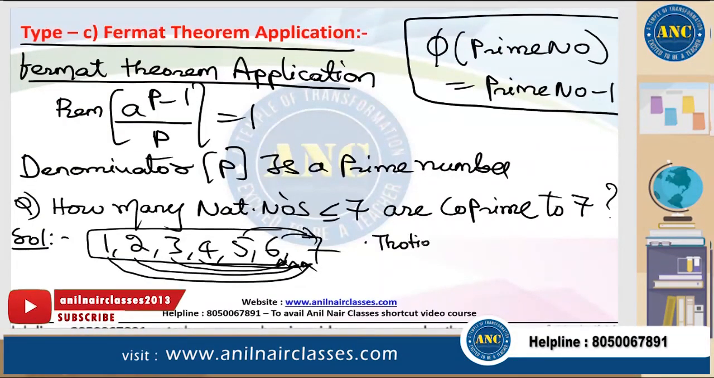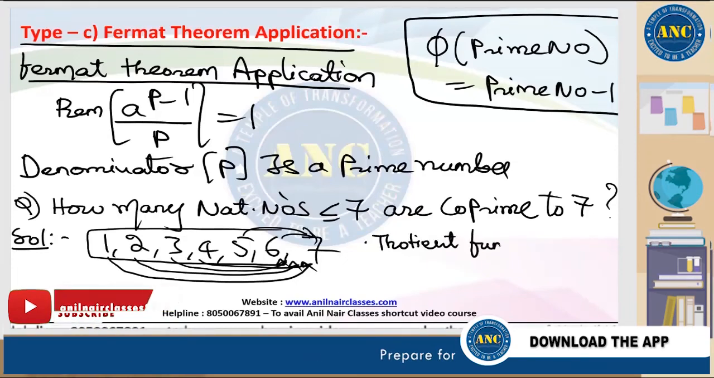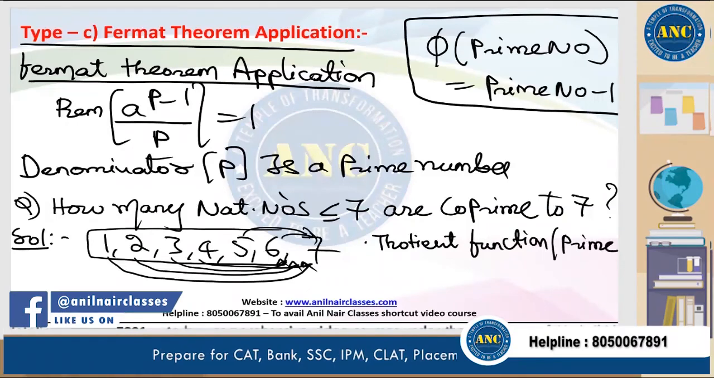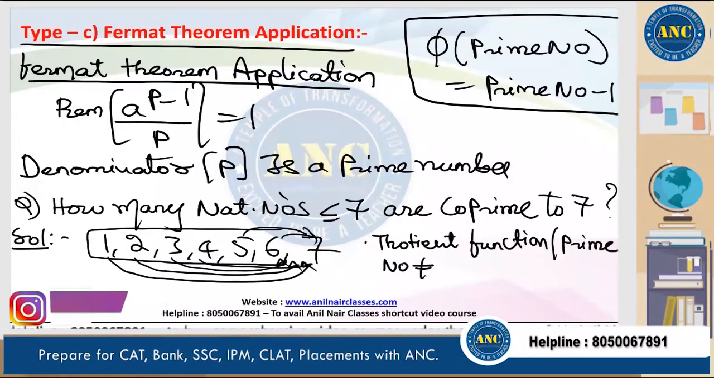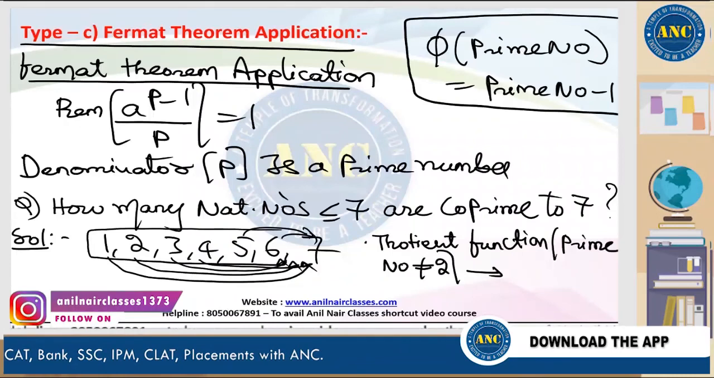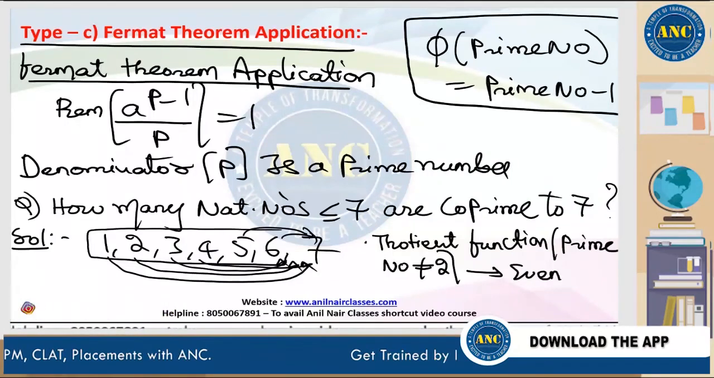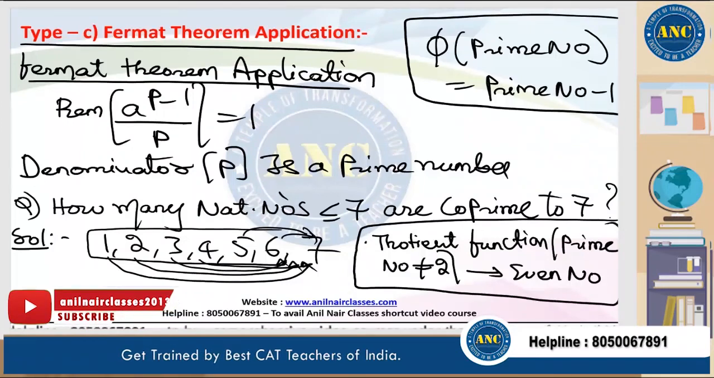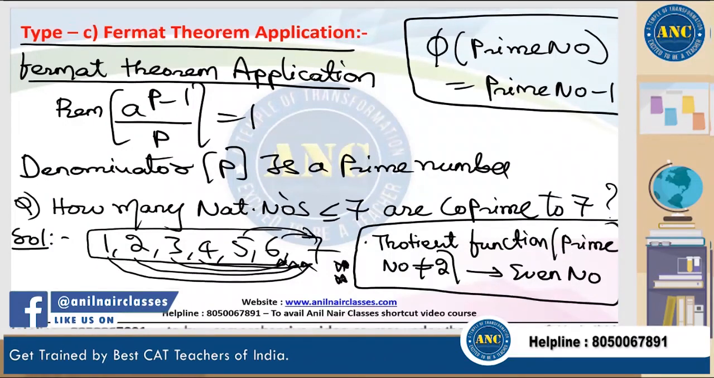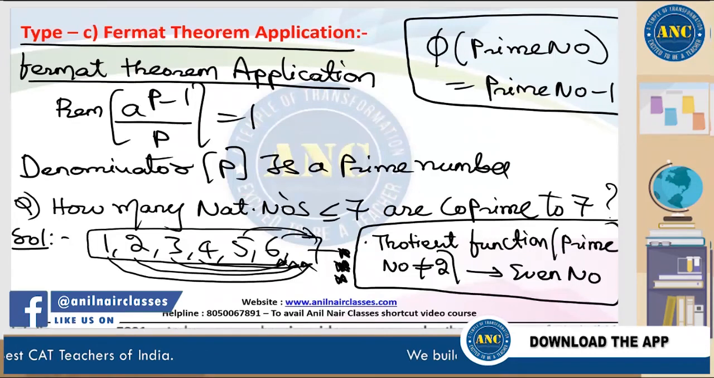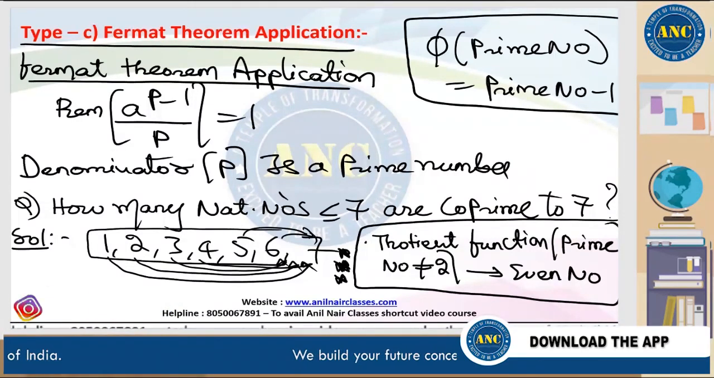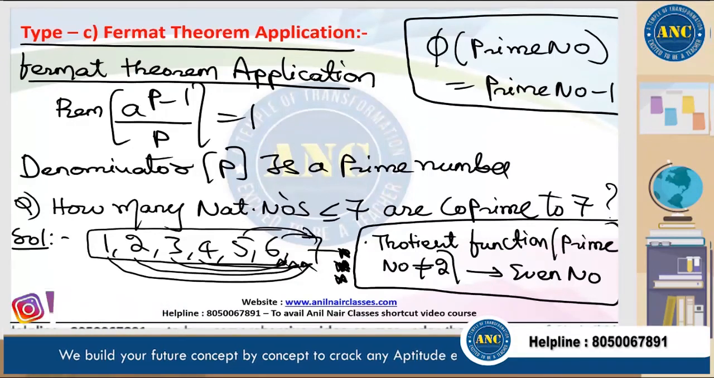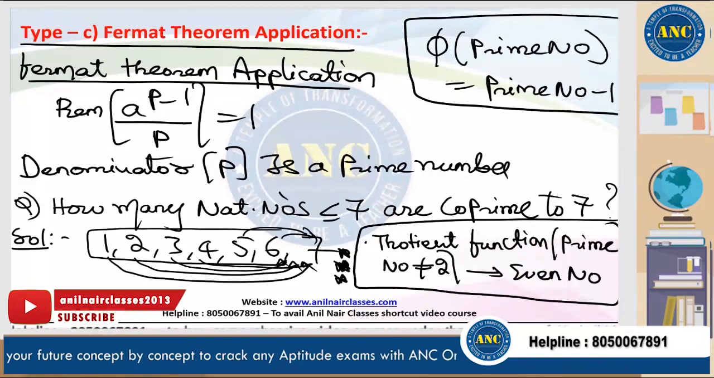Totient function of a prime number other than 2 is always an even number. Totient function always gives an even number. Why? Because totient of a prime number is always prime number minus 1.